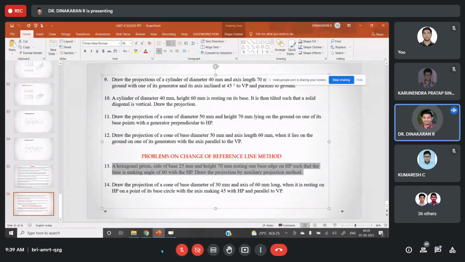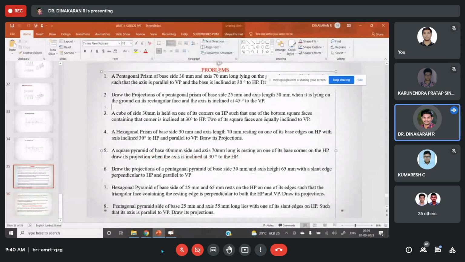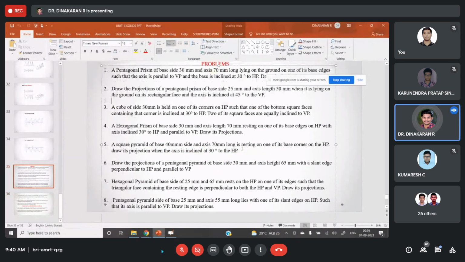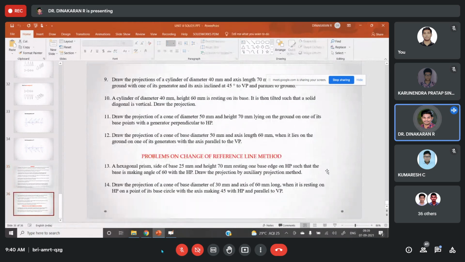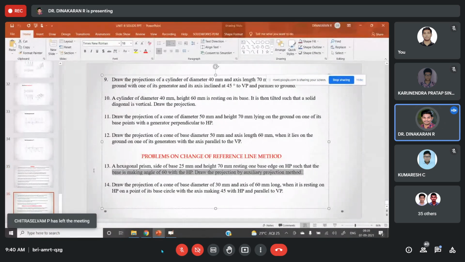You see, the problem itself mentions problems on the change of reference line method. There are two problems. For example: a hexagonal prism of side 80 mm resting on its base on HP, such that finally, draw the projection by auxiliary projection method, or in some cases they call it the change of reference line method. Like that they will give. In the above cases, the problems were all change of position method, where we changed the solid position with reference to axis, base, edge or generator. But in this case, we are going to change the new reference line according to the question. So first we solve this problem, how to tilt and how to get the projection.